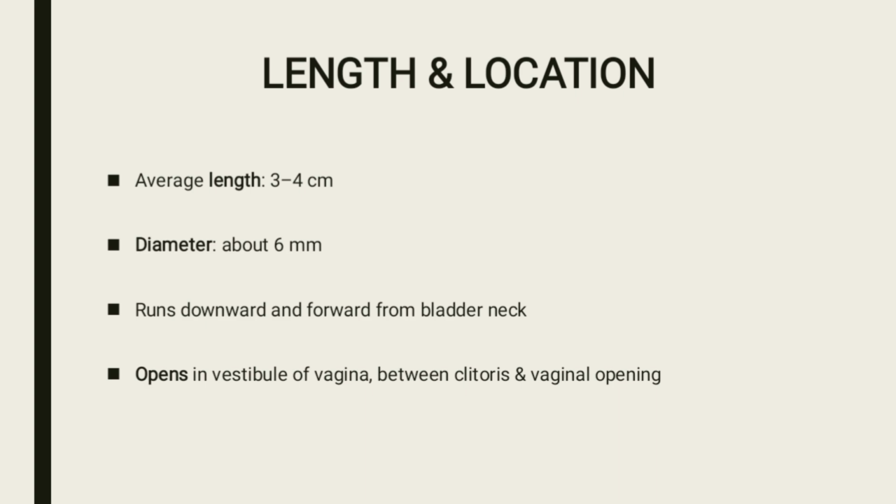What is the length and location of the female urethra? The female urethra is relatively short compared to the male urethra, measuring only 3 to 4 centimeters in length. It runs downward and forward from the bladder neck and opens into the vestibule of the vagina between the clitoris anteriorly and vaginal orifice posteriorly.